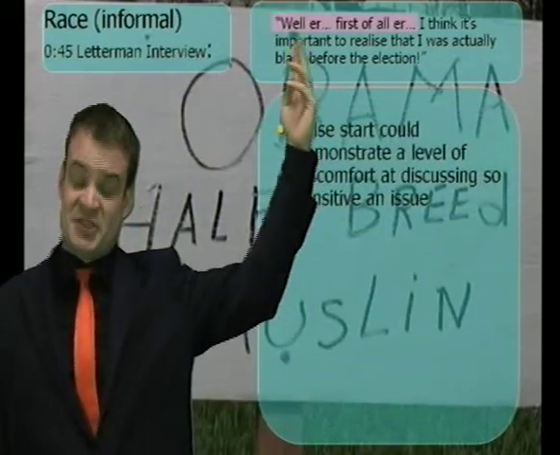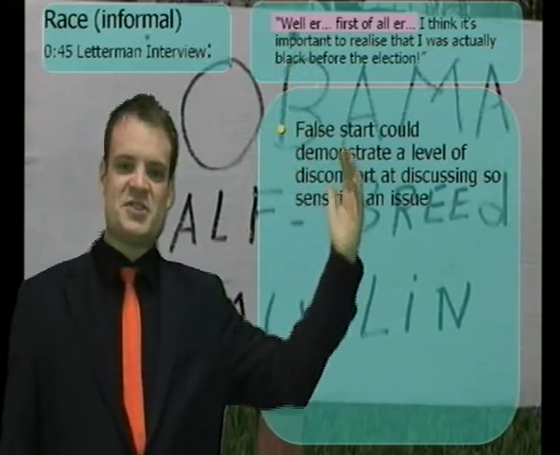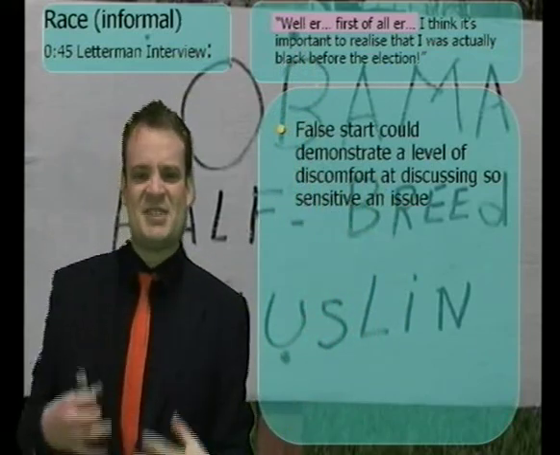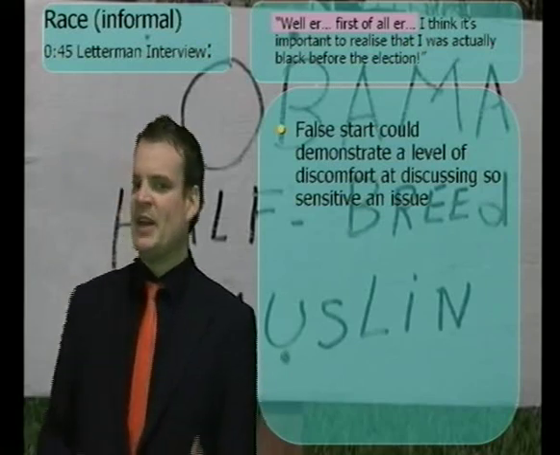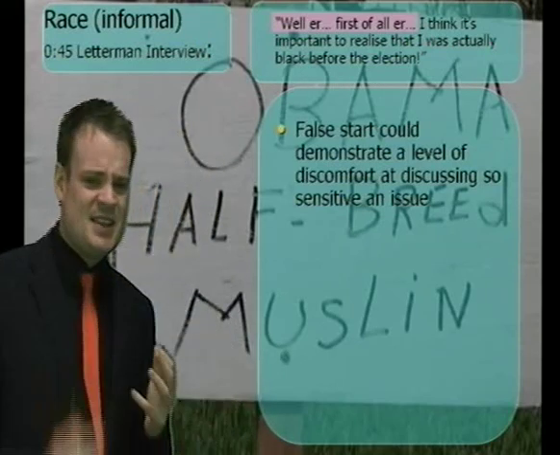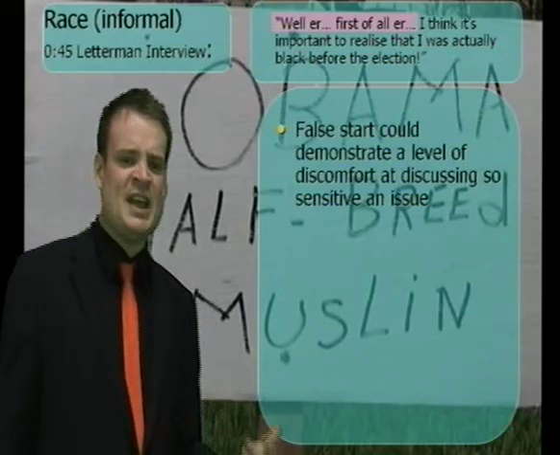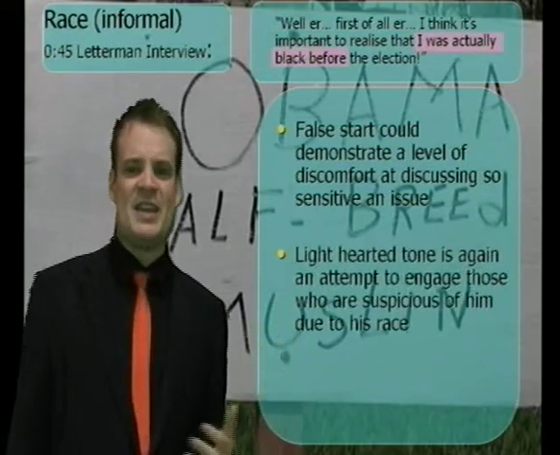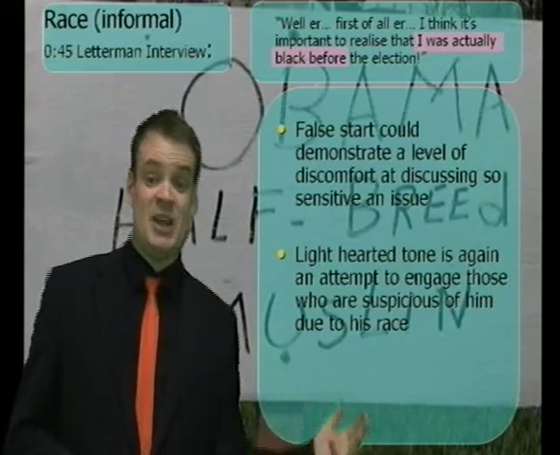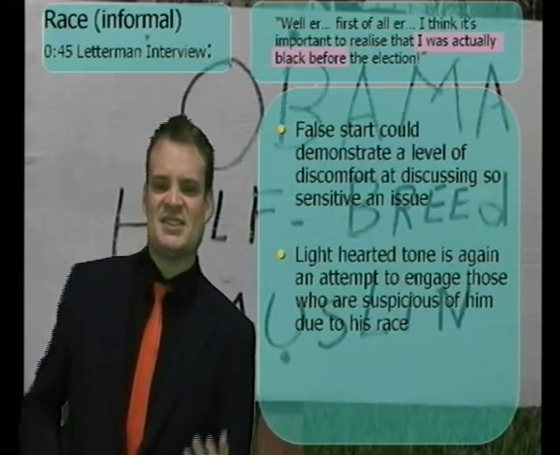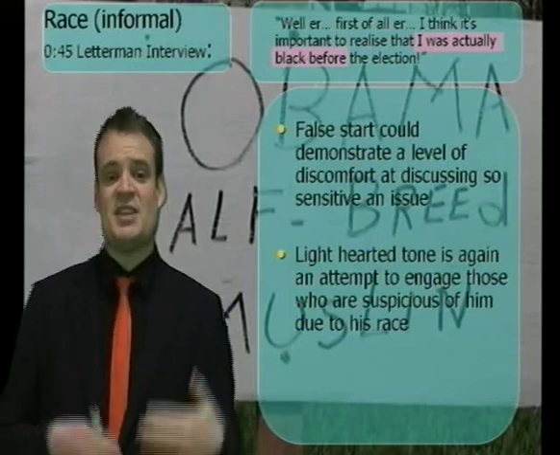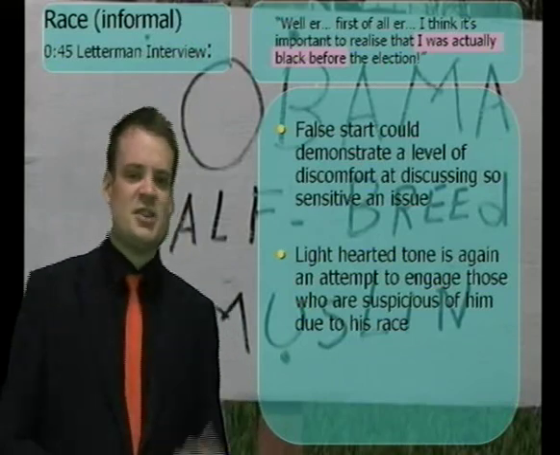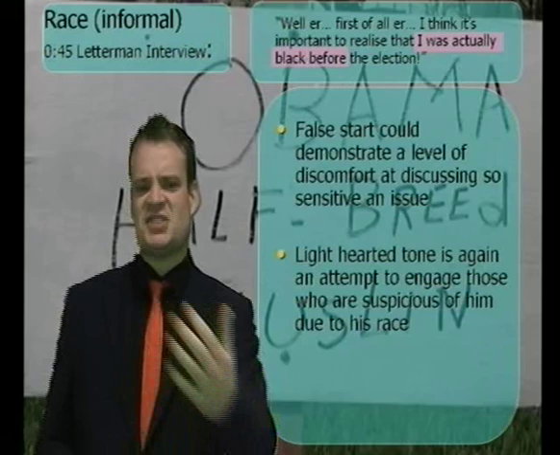First of all, let's look at this false start. Well, first of all, and this demonstrates a level of discomfort at discussing such a sensitive issue. Obama knows that people are going to criticise him whatever he says here, so he's taking his time, being very careful to avoid getting it wrong, and therefore what he ends up doing is making a joke out of it. "I was actually black before the election." This is light-hearted. It's an attempt to engage those who are suspicious of him, either due to his race or because they think that he's playing the race card. So he's much more casual, but he achieves the same end.